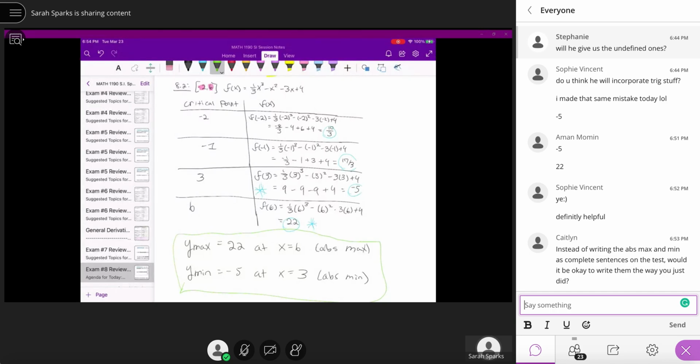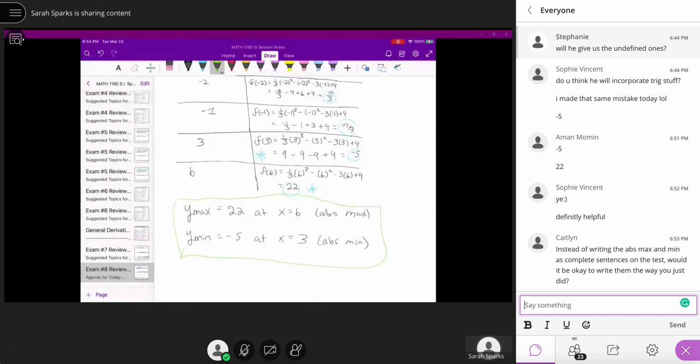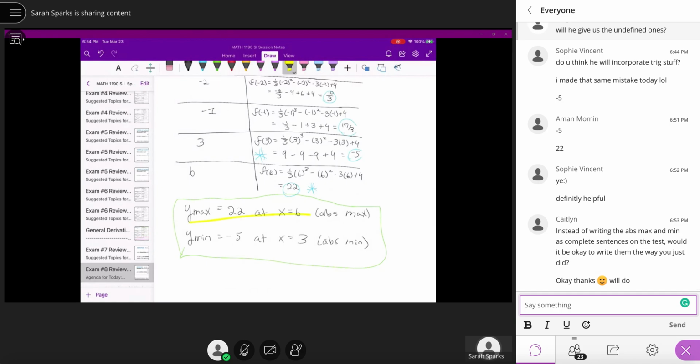Maybe instead of just writing abs max and abs min, you can write full absolute max and absolute min and do a colon and then write this stuff. I think that would be better. Does that make sense? But I guess you wouldn't have to write the full sentence. I don't think he would count off for that. But if you want to be sure, because I don't want to be the reason you get points off, I would ask him personally.